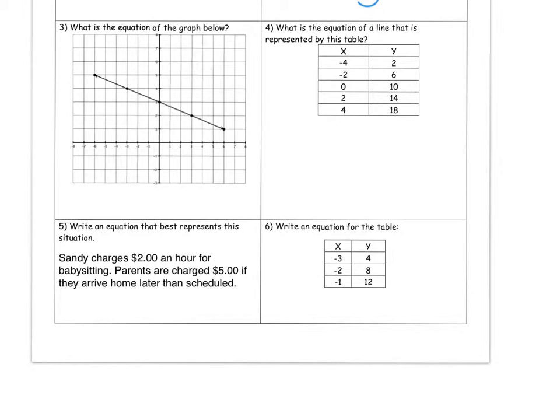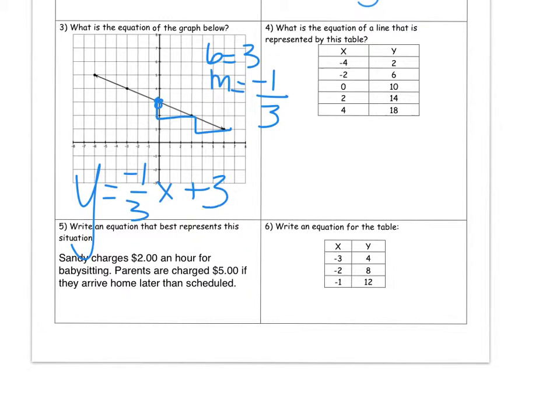What is the equation of the graph? Once again, y-intercept is at 3, so b equals 3. This is down 1 over 3, down 1 over 3. So m is -1/3 because we're going down. So y equals -1/3 x plus 3.